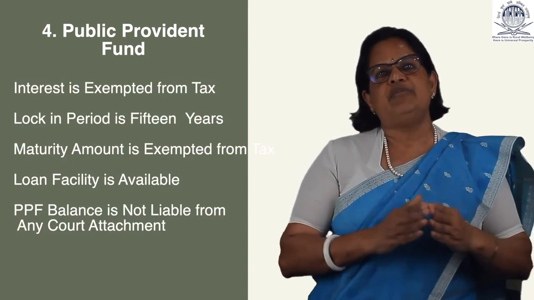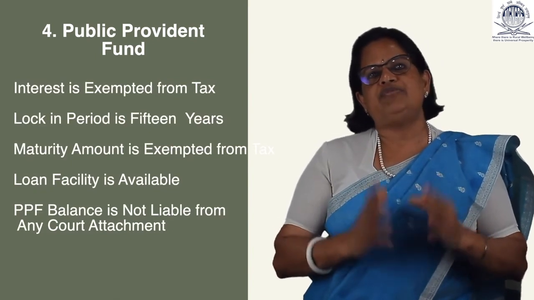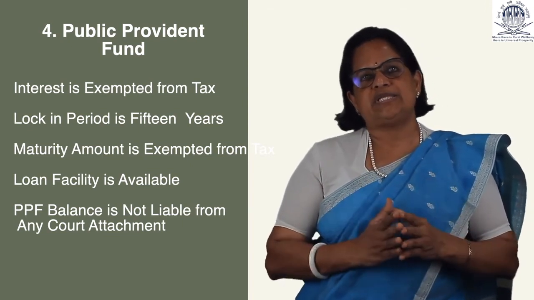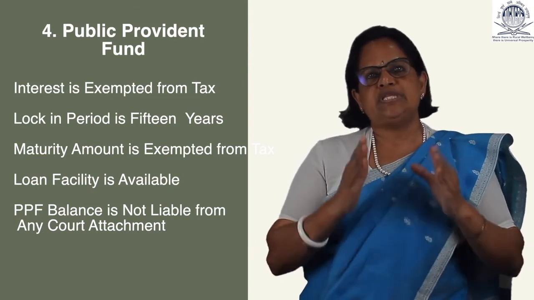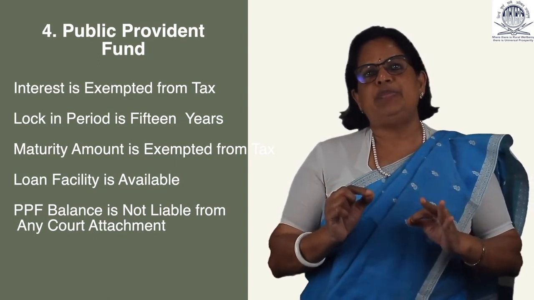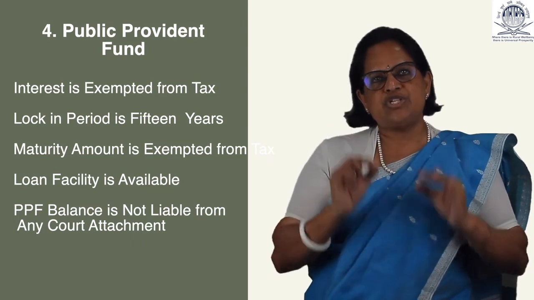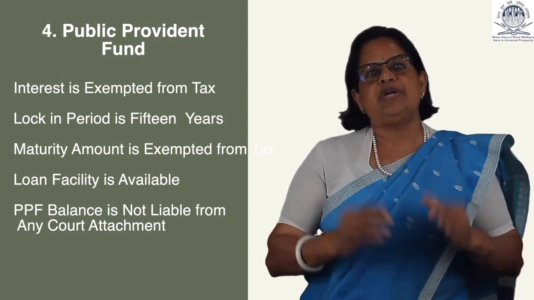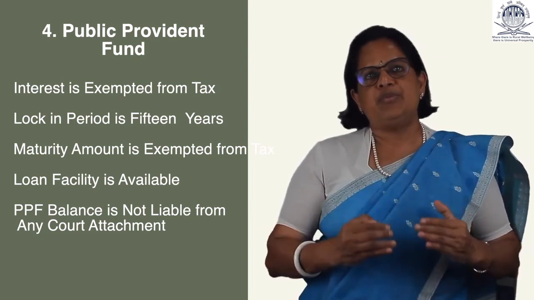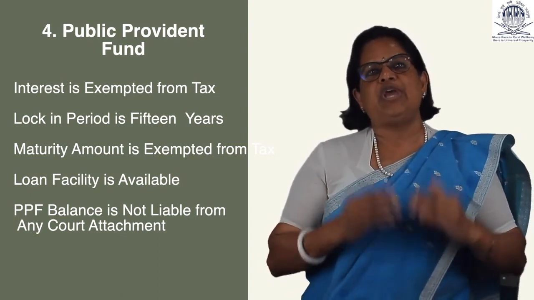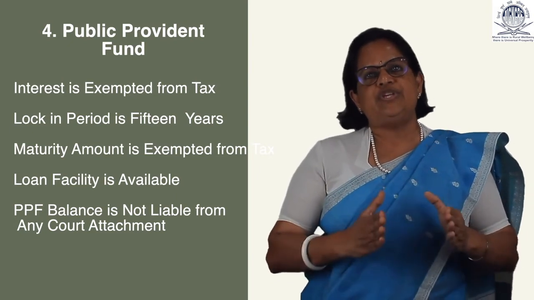Annual subscriptions can be from Rs 500 to Rs 1,50,000. Interest credited to this account is fully exempted from tax. Employees' contribution is eligible for 80C deduction. Public Provident Fund has a lock-in period of 15 years, but partial withdrawal and loan facility is available after 7 years. Maturity amount is exempted from tax. Another important feature of PPF is that balance available in PPF is not liable for any court attachment. This feature is not there for any other saving schemes.